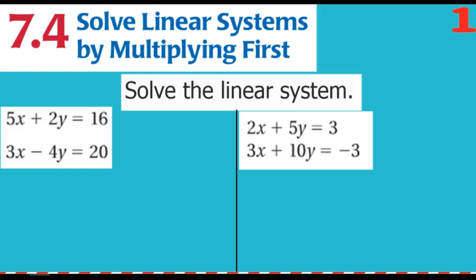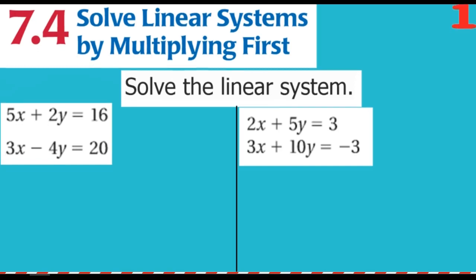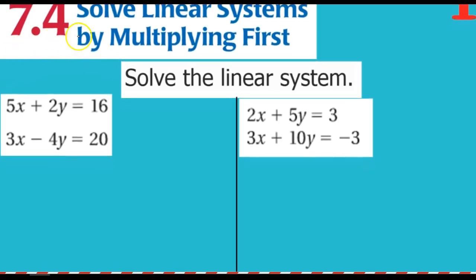Welcome everyone. Today we are starting 7.4. This is solving linear systems by multiplying first. So this is an extension of elimination. Today, instead of adding and subtracting though, we're going to be multiplying. So we have 5x plus 2y equals 16 and 3x minus 4y equals negative 20.